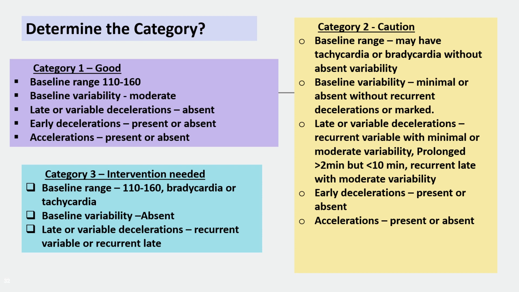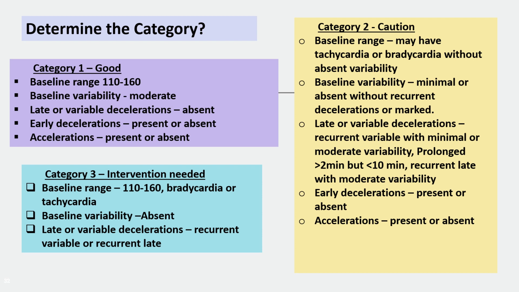And then your category 3, intervention needed. These patients are going to be delivered, okay? That's going to be your sinusoidal pattern. These are going to be your strips with late decelerations that are recurrent, which I'll explain in a minute, and absent variability, okay? So they may or may not have bradycardia or tachycardia, or they may have a normal baseline. And then variability is absent, with late or variable decelerations, recurrent variable or recurrent late.